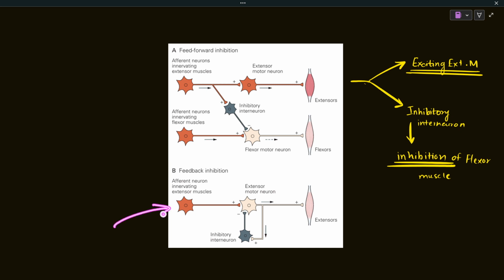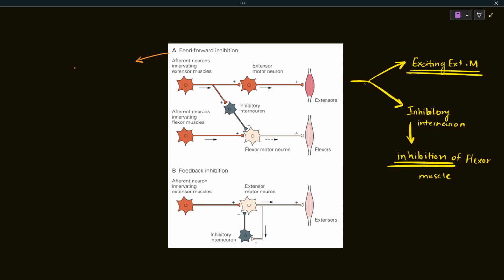So whenever one signal comes, that signal passes down to the motor neuron, it gives the command, and the extensor muscle contracts. Now this also forms an inhibitory neuron, so that this ensures that the motor neuron won't send a continuous signal to the extensor muscle to extend, right? I hope the difference between feed forward inhibition and feedback inhibition is very clear. Feed forward inhibition is for maintaining the posture, and it does so by ensuring the smooth contraction of the extensor muscle and the inhibition of the flexor muscle.